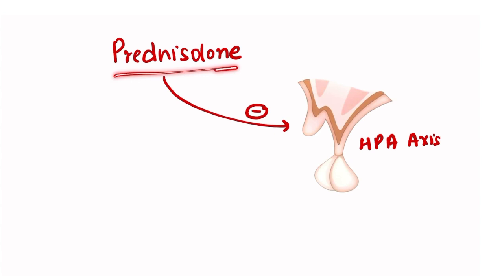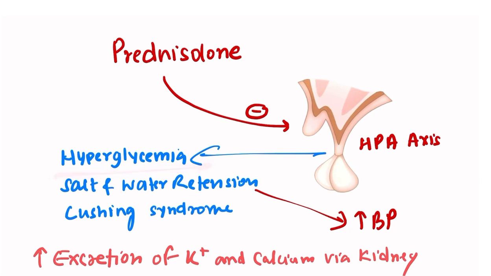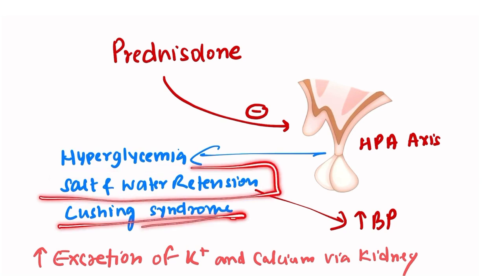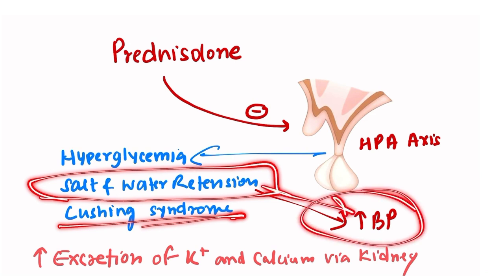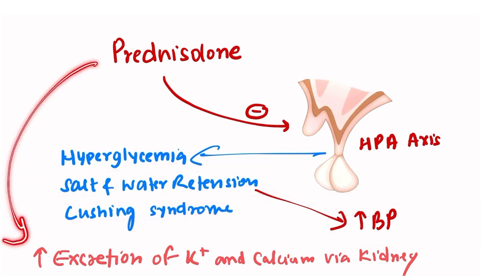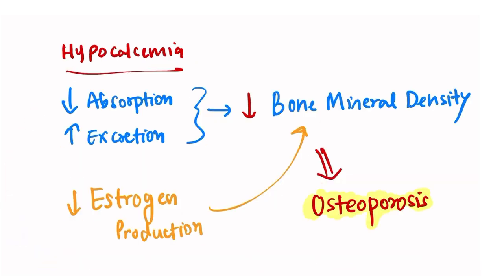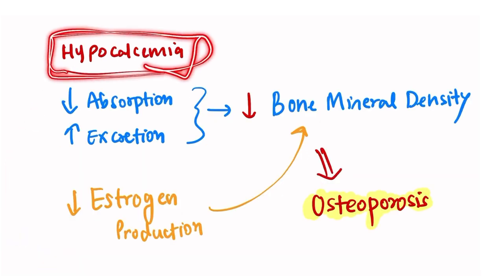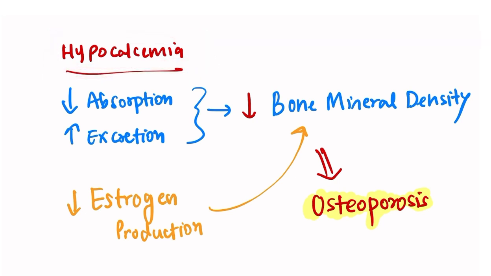Now, an important point, prednisolone can suppress the HPA axis, which leads to hyperglycemia, salt and water retention and Cushing syndrome. This salt and water retention can cause increase in blood pressure. Prednisolone can also increase the excretion of potassium and calcium via the kidney. Hypocalcemia is a very important side effect of prednisolone.